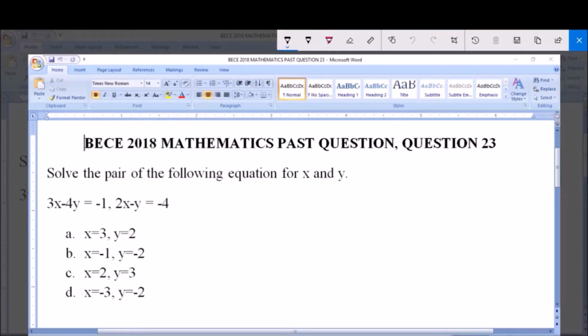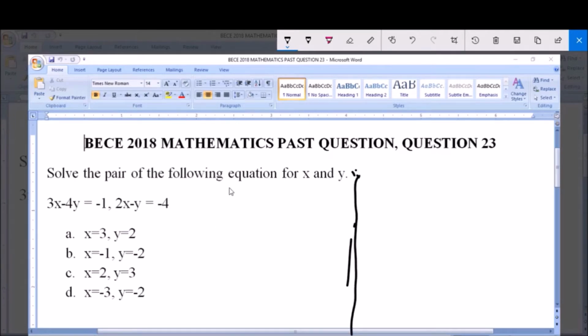So we have to solve the pair of equations for x and y. X and y are the unknowns, and we're given simultaneous equations. Now, simultaneous equation simply means equations whereby you get the values of x and y at the same time. That's what simultaneous represents. So let's divide our page into 2 so we can have enough space.